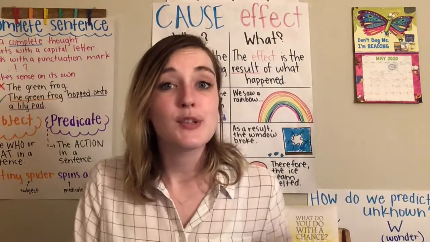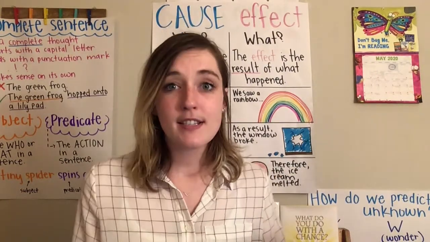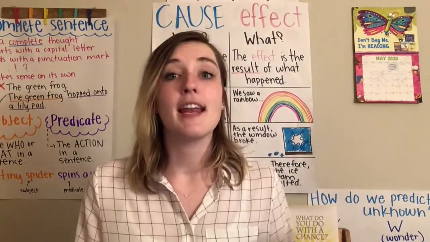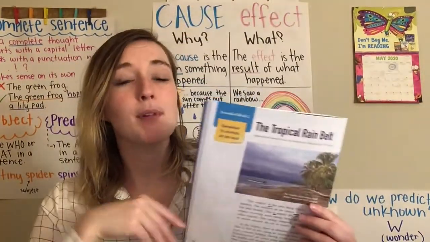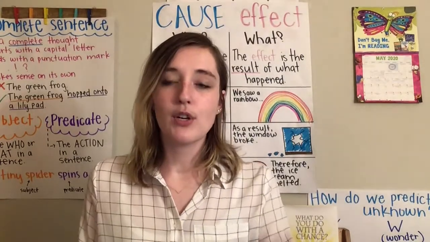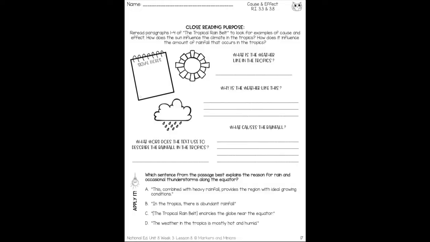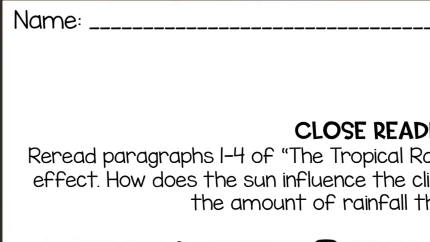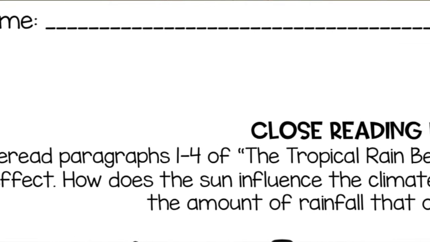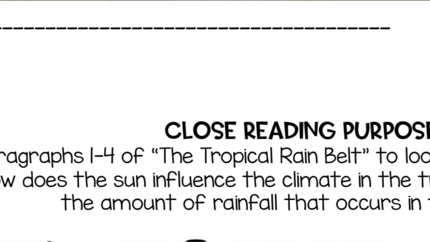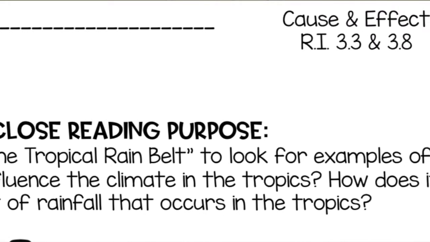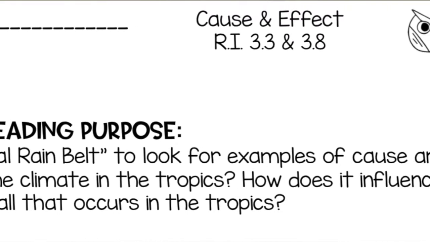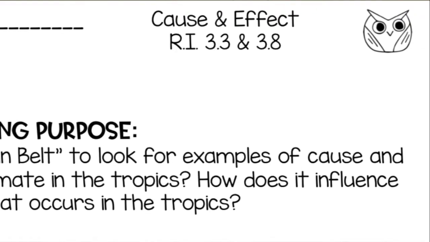Okay, so what we're going to do is find cause and effect relationships in our tropical rainfall text. This is the one that we've been talking about the past couple of days. So we are going to turn to our close reading packet page, and this is what it says. It says, reread paragraphs 1 through 4 of the tropical rainfall to look for examples of cause and effect. How does the sun influence the climate in the tropics? How does it influence the amount of rainfall that occurs in the tropics?